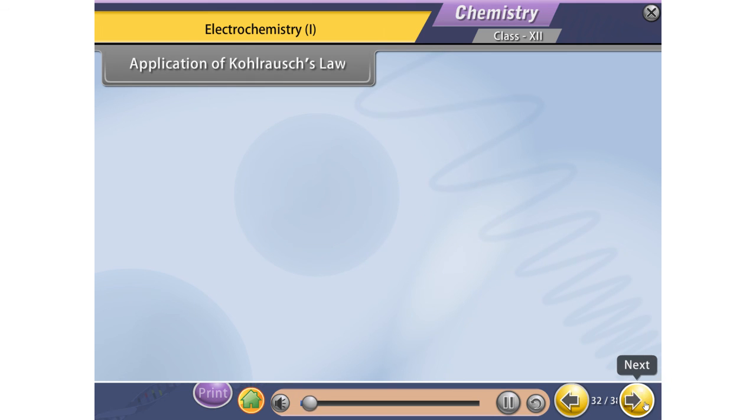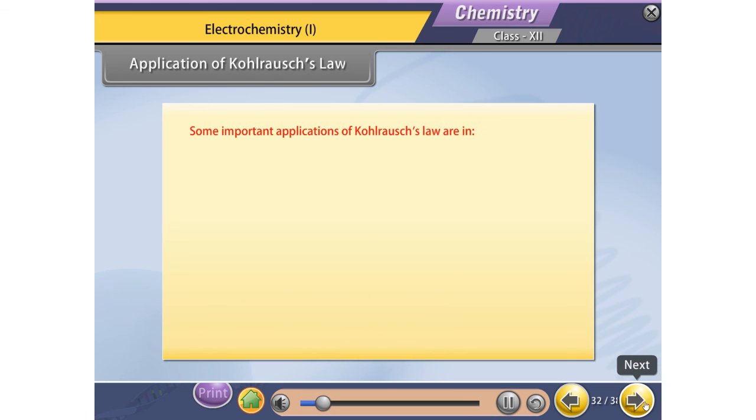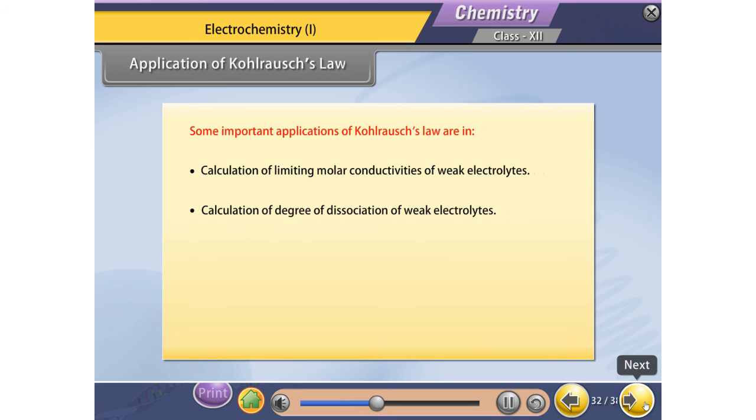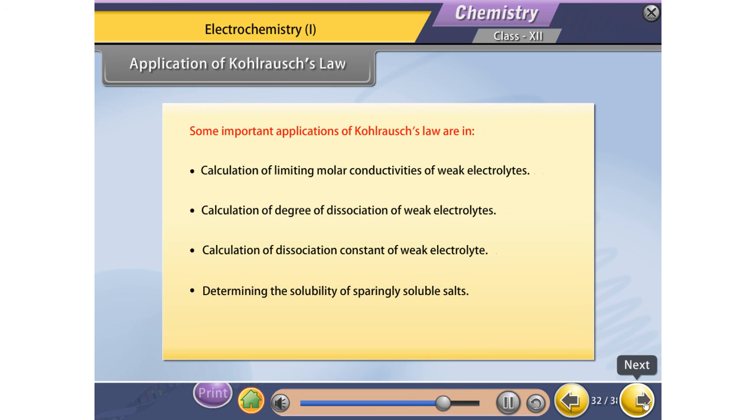Application of Kohlrausch's law. Some important applications of Kohlrausch's law are in calculation of limiting molar conductivities of weak electrolytes, calculation of degree of dissociation of weak electrolytes, calculation of dissociation constant of weak electrolytes, determining the solubility of sparingly soluble salts, and calculation of the ionic product of water.